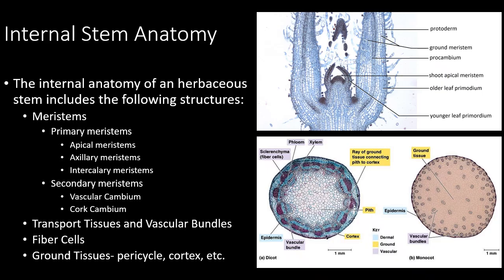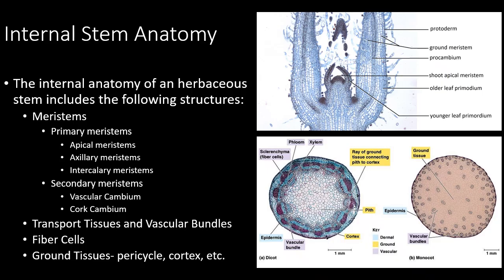Inside stems, we have a couple main structures. We have meristems. Meristems are areas of active cell division where growth occurs. And we've got a couple different types that we'll look at. We're not going to get that deep into secondary meristems in this video. There'll be another video later about woody stem anatomy, where we discuss things like vascular cambium and cork cambium. In this video, we'll be mostly talking about primary meristems, like apical meristems, axillary meristems, and intercalary meristems.